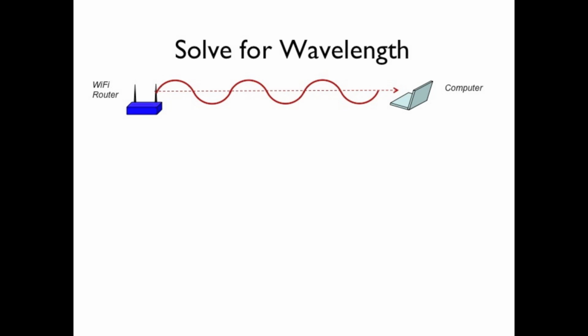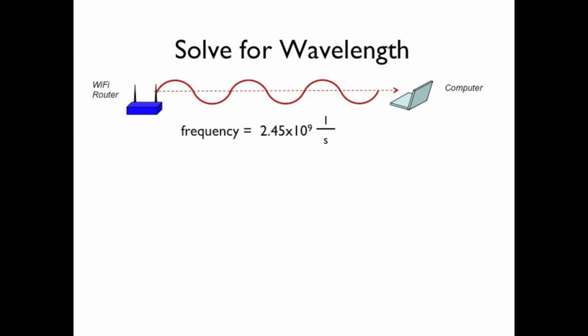As an example, let's find the wavelength of the microwaves being used in your home Wi-Fi network. These electromagnetic waves typically operate at 2.45 gigahertz, the same frequency that your microwave oven uses. Since a giga means a billion, a gigahertz is 10 to the 9th hertz. A hertz can also be written as per second.